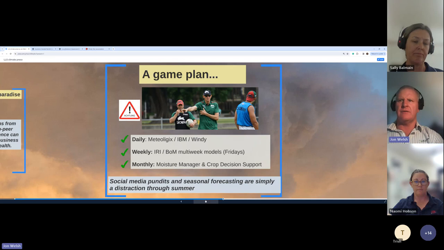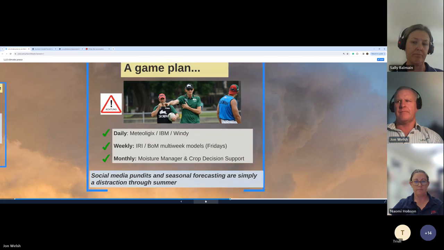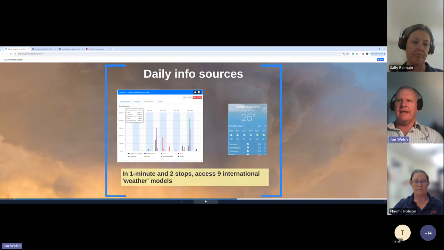So what I'm suggesting here is to have a look at a few sources on a daily level. There's a couple of sources that we'll look at. Then weekly as well, I'll share those multi-week models with you that are updated once a week. And then monthly, how we pull all the seasonal models together and assess them. So the daily information sources come with two simple stops.